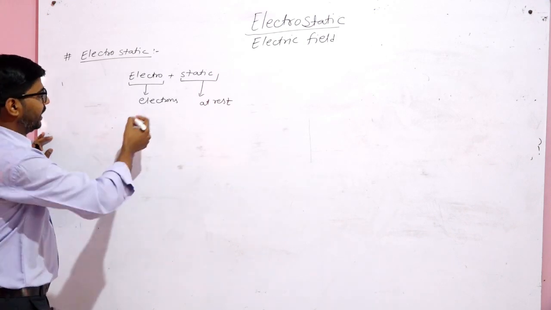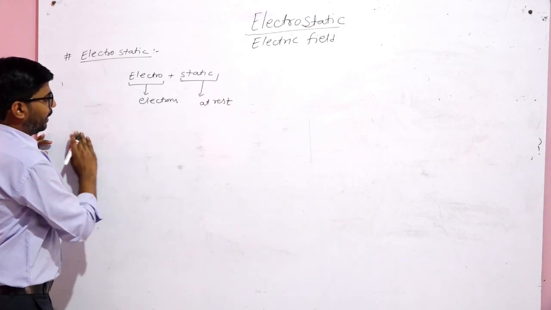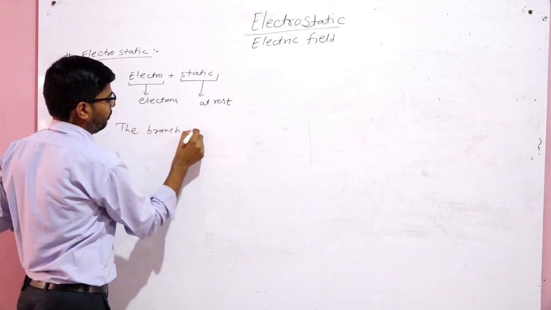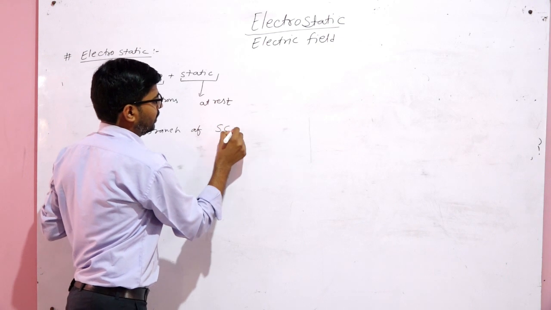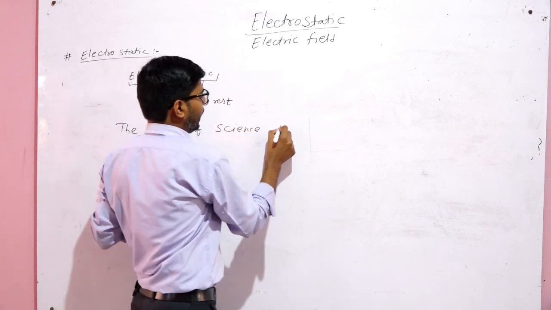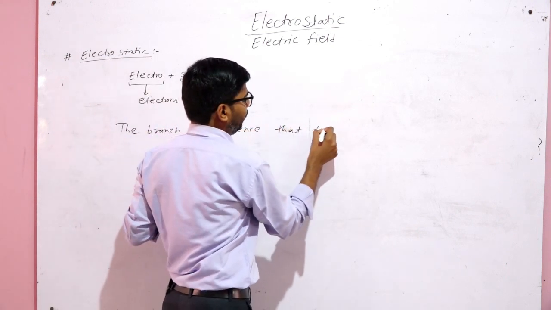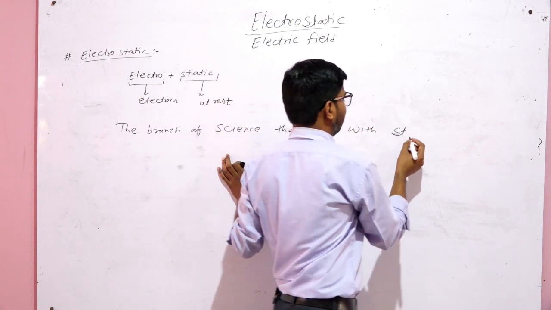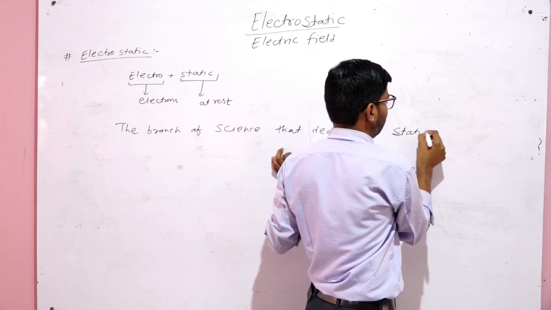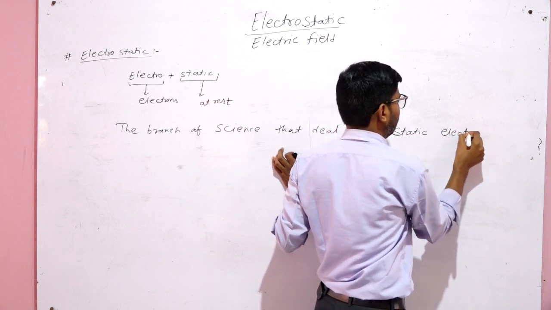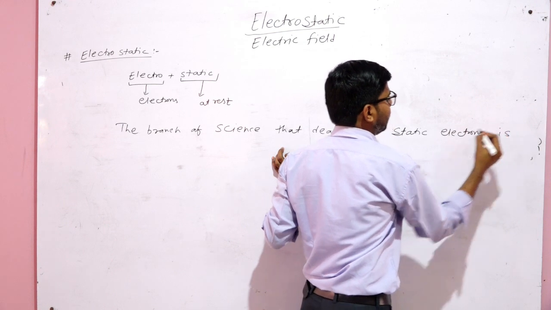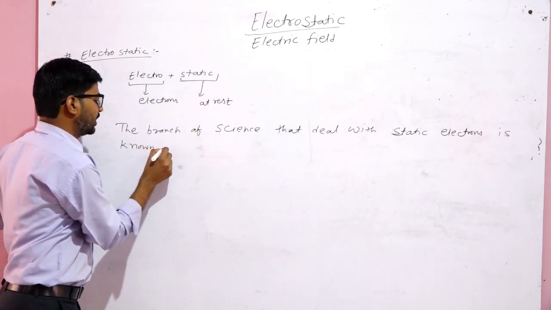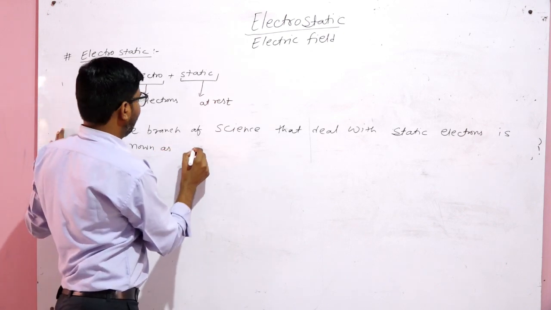So the definition is: the branch of science that deals with static electrons is known as electrostatic.